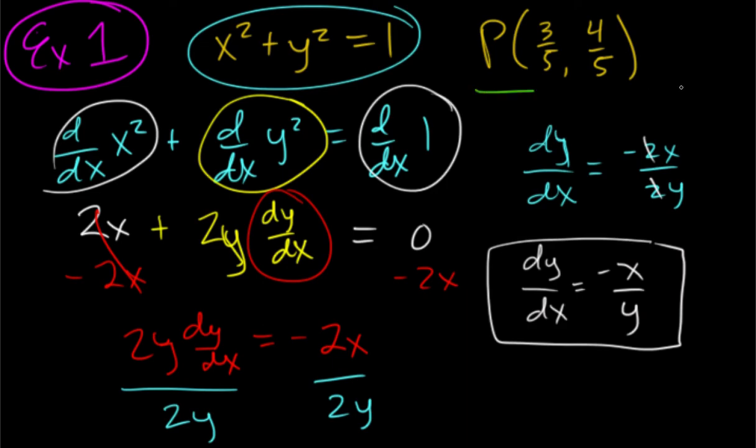Now, all we need to do is plug in this point for the x and the y. So we get negative 3/5 over 4/5. Since those denominators are the same, those will cancel. And so overall, our slope at that specific point is negative 3 over 4.